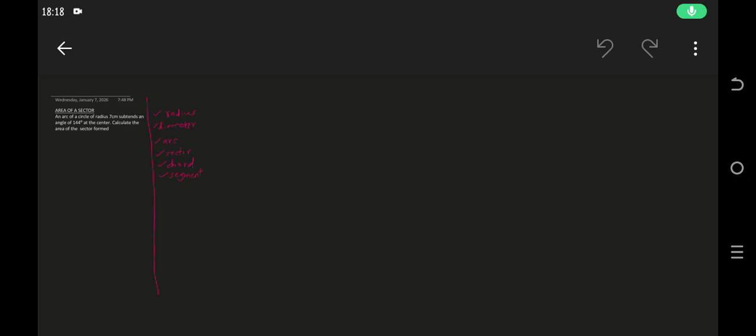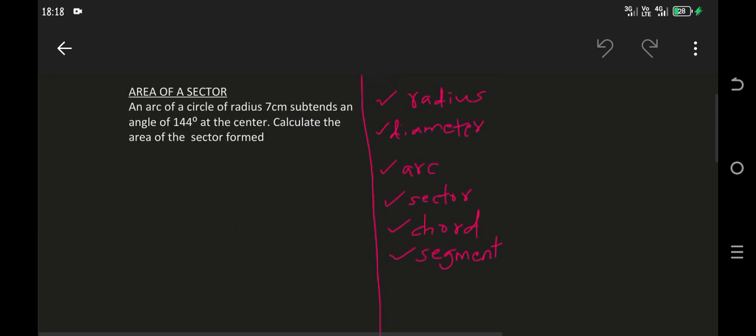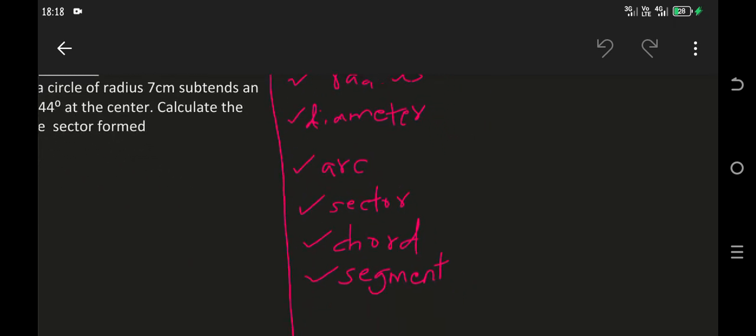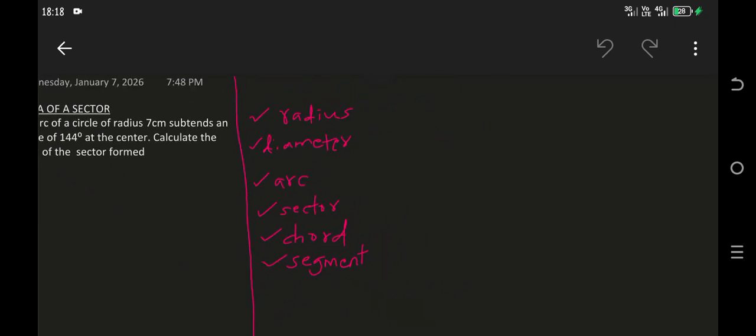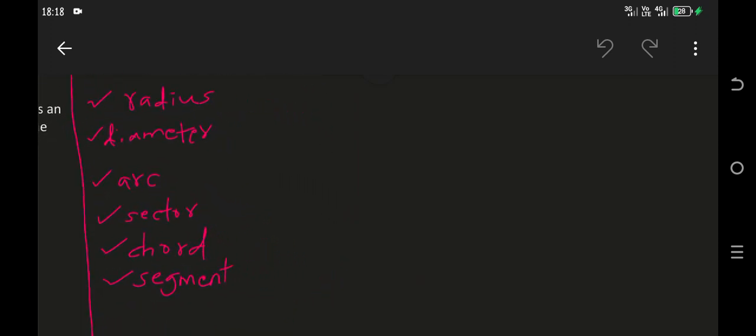Hello guys, this is teacher Anne and today we'll be looking at area of a sector. But before we look at the examples, I want us to define some of these terms that are commonly used when dealing with circles. So we have radius, diameter, arc, sector, chord, and segment. Before that, there is another one I'm forgetting. We also have circumference.